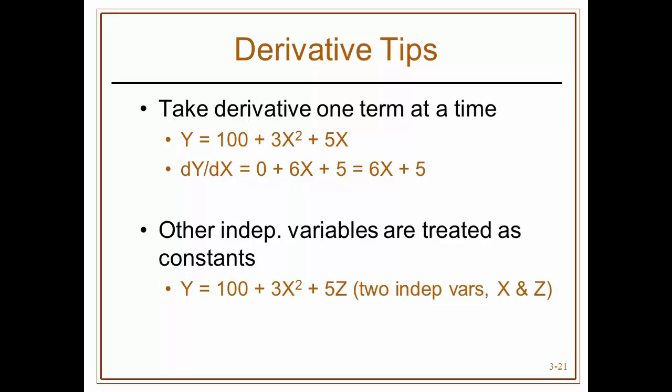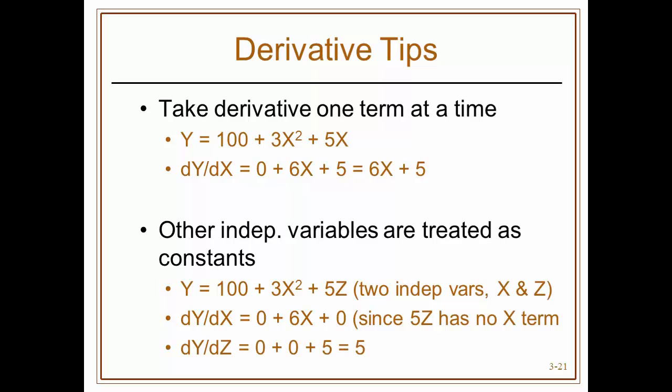Well, you can basically consider anything that's not an x as a constant. So if I want to take the derivative of this y function with respect to x, then I really don't need to worry about that 5z. I can treat it basically the same way I treated the 100. And just say, well, the derivative of y with respect to the x variable is 0 plus 6x plus 0. Because again, the 5z term has no x in it. So if the x changes, the 5z term isn't going to change. So its derivative just becomes 0.